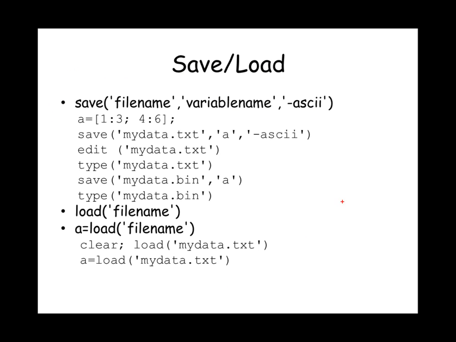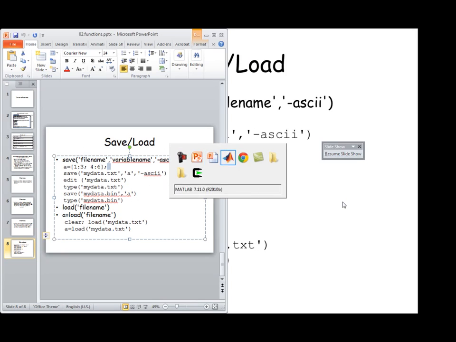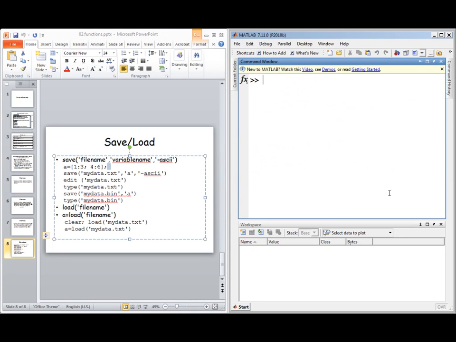MATLAB has a function called save that lets you save variables from your workspace into files on your computer, and you can later reload those variables from the files. And this can happen after you close MATLAB and reopen MATLAB, and the files will still be there. You can restore the variables from those files. Let's try some of these examples in MATLAB. So I will create a variable named A, that's a matrix, and then save it in a file named mydata.txt.